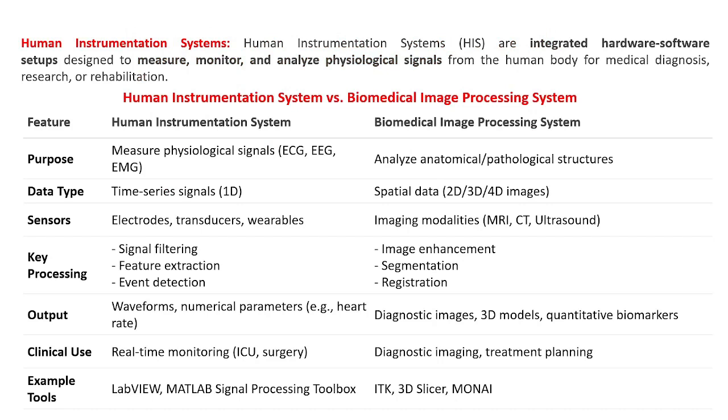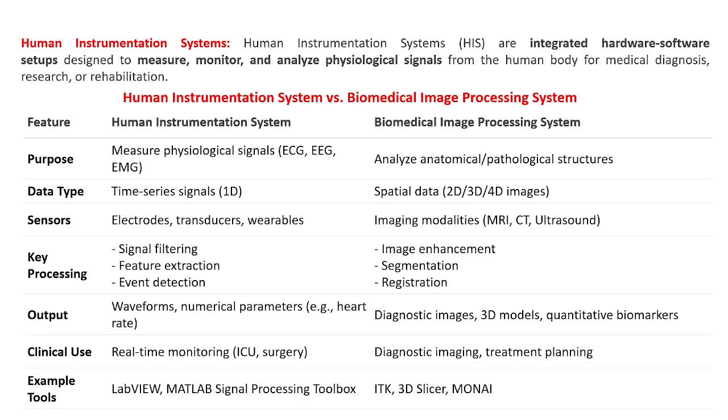Now we discuss the human instrumentation system. The human instrumentation system, or HIS, is an integrated hardware and software system designed to measure, monitor, and analyze physiological signals from the human body for medical diagnosis, research, or rehabilitation. So, human instrumentation system versus biomedical image processing, there are differences in the subject. This is the normal difference between them.